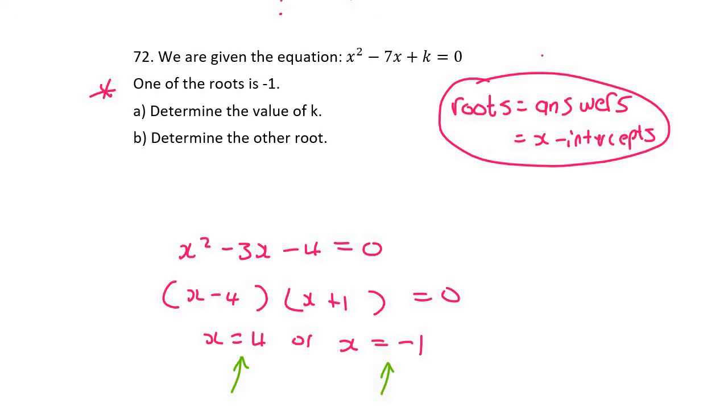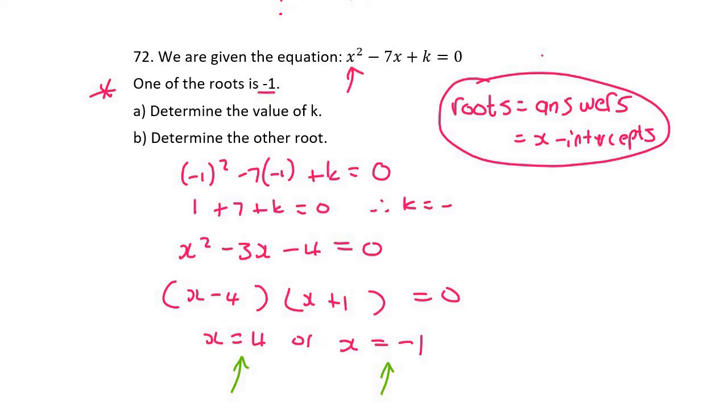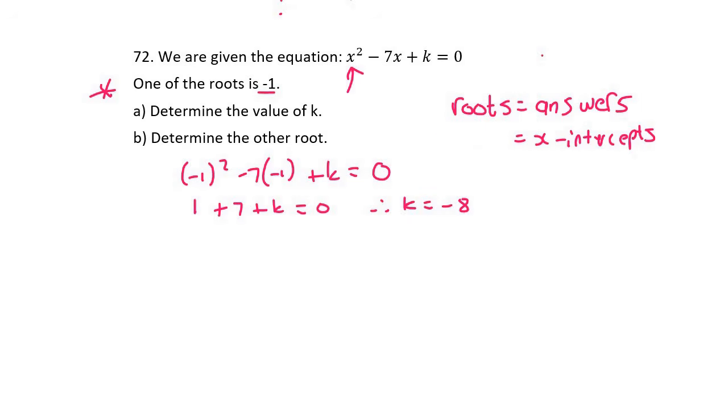So they tell us one of the roots is minus 1, so we can plug that in, so minus 1. And then we don't know what k is, but we know that the whole answer should be 0. And then we can just say 1 plus 7 plus k equals 0. And if you go solve for k, you would see that k is equal to negative 8. And now that's question A.